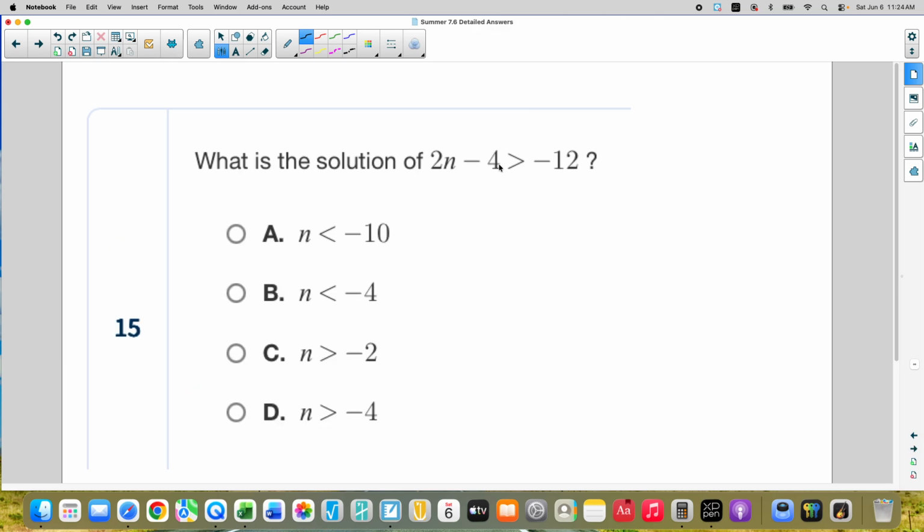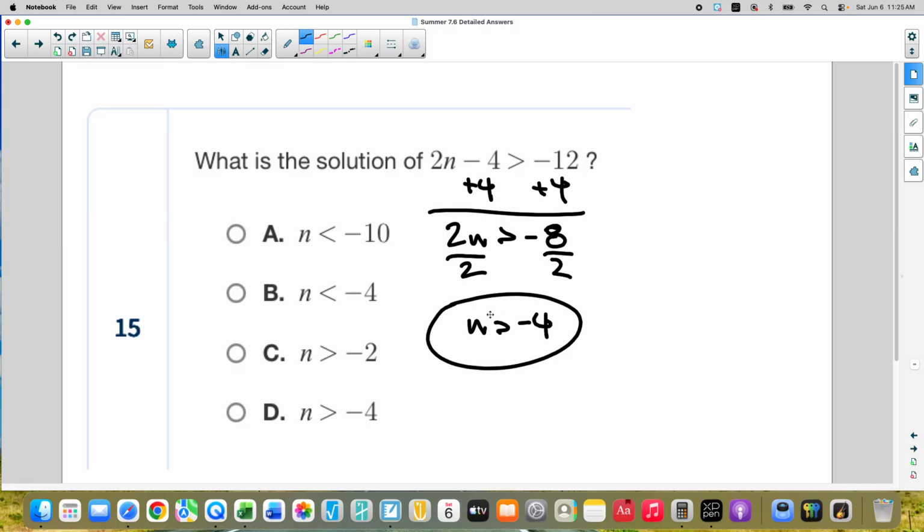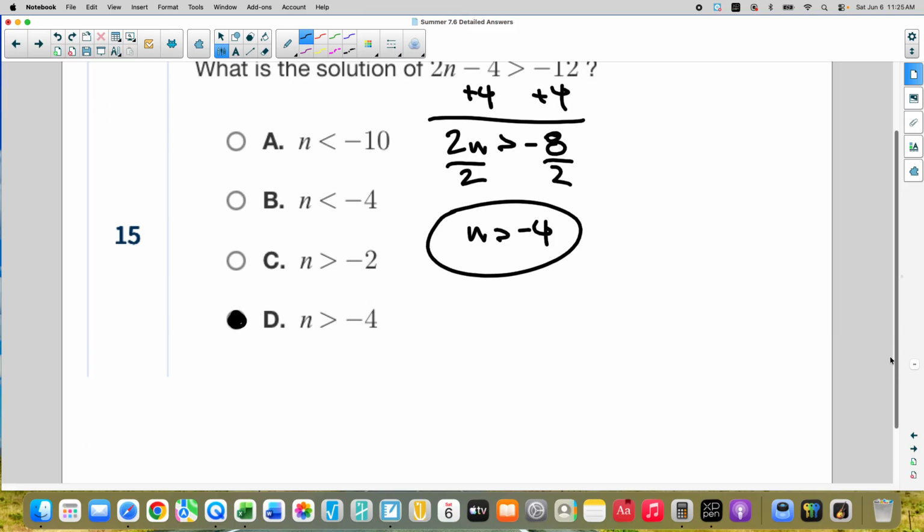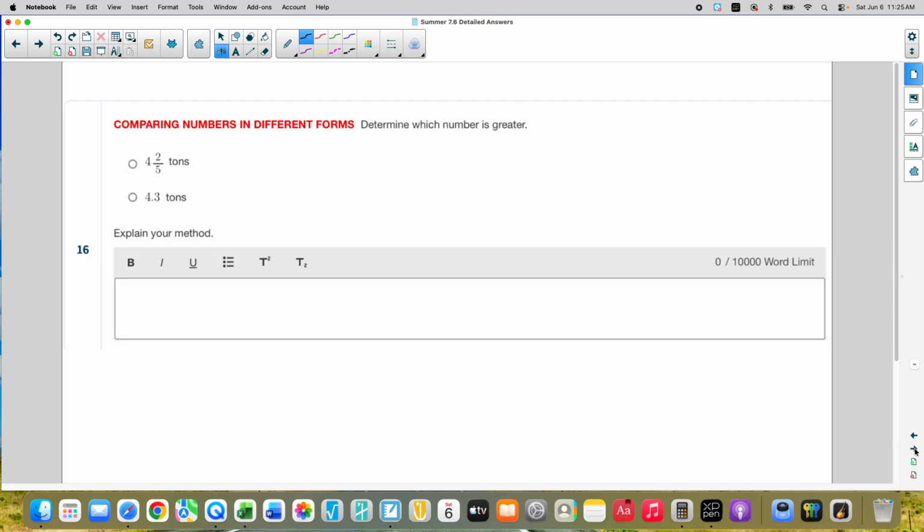What is the solution to this? So this is an inequality. We're going to isolate. We've got to get rid of things being added and subtracted before being multiplied. The negative 4 and the positive 4 cancel. We have to balance the equation, and we get negative 8. Now we get rid of the 2 multiplying by dividing. n is greater than negative 4. That would be our answer. I don't think it asks us to graph it, so we're good.